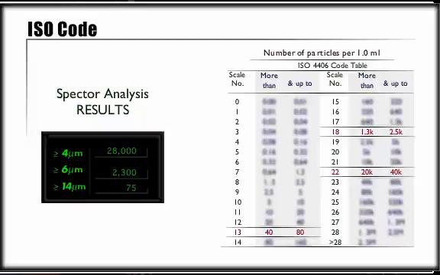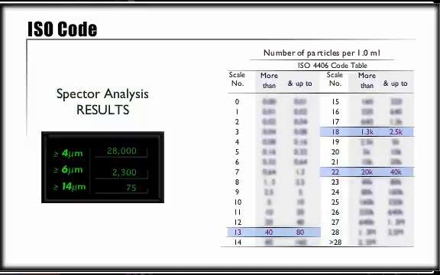The first number, 22, indicates that the number of particles greater than or equal to 4 micron in size is more than 20,000 and less than or equal to 40,000 per milliliter. The second number, 18, indicates that the number of particles greater than or equal to 6 micron in size is more than 1,300 and less than or equal to 2,500 per milliliter. The third number, 13, indicates the number of particles greater than or equal to 14 micron in size is more than 40 and less than or equal to 80 per milliliter.